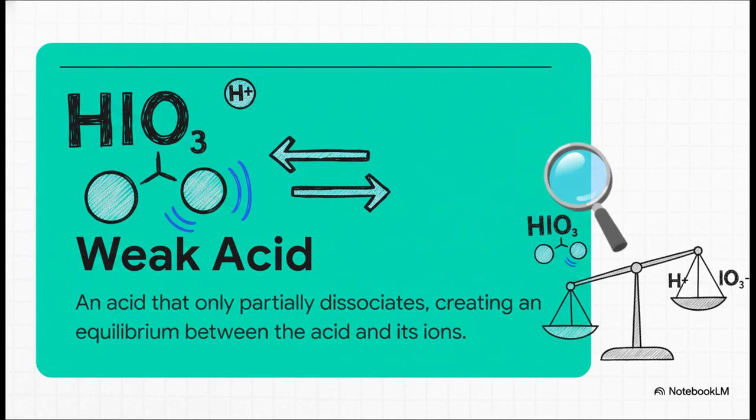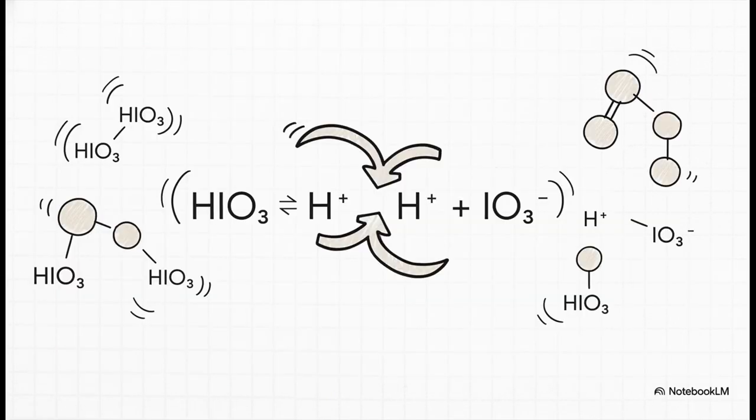Okay, but then you have a weak acid, like our HIO3. It's a lot more cautious. It doesn't just give away all its protons like that. Instead, it sets up this really delicate balance, an equilibrium, where only a tiny fraction of its molecules are actually broken apart at any one time. And this really shows the difference perfectly. See that double-headed arrow? That's the whole story right there. It means the reaction is totally reversible. So while some HIO3 molecules are busy donating protons, other ones are grabbing them back and reforming. It's this constant back and forth, a non-stop chemical dance.